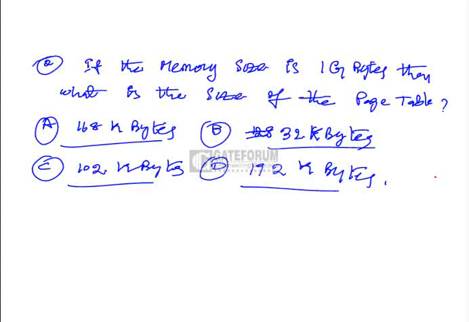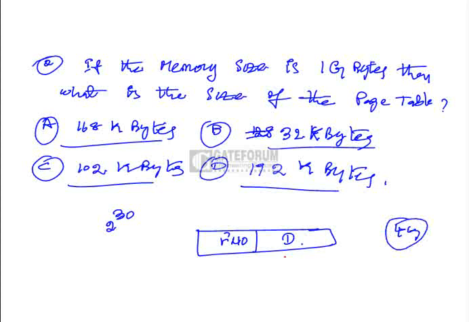So we need to find the size of the page table when the memory size is 1 gigabyte. 1 gigabyte means 2 power 30. These 30 bits must be divided into two parts: one is the frame number, the other is the displacement. The displacement is 12 bits since 4 kilobytes is the page size. So 30 minus 12 will be 18 bits for the frame number. There is no change in the logical address space.